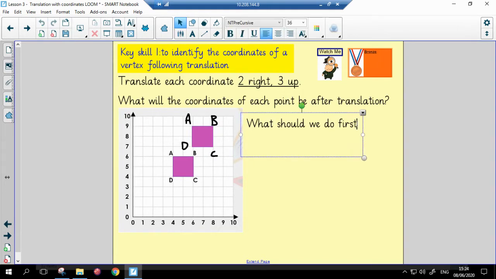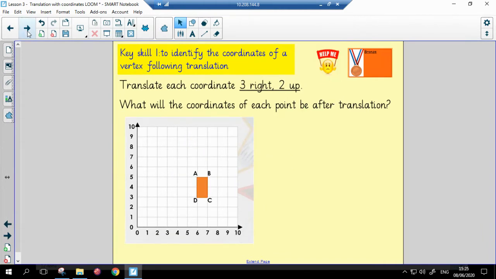Now I know you're really good at this already, so I will do 2 with you. So A is now in position 6, 9, and B is now in position 8, 9. I'll leave you to carry on with C and D. When you're ready, move on with the video.